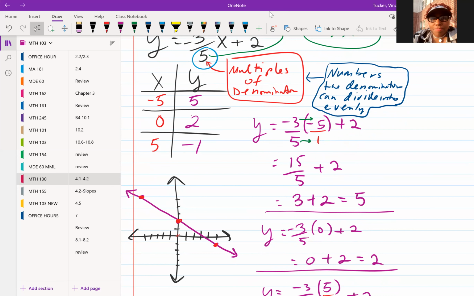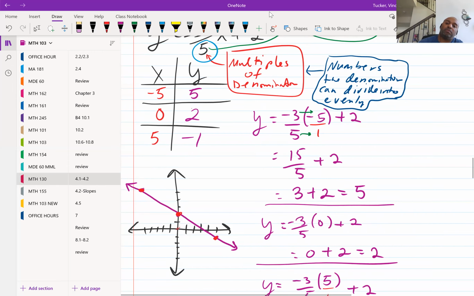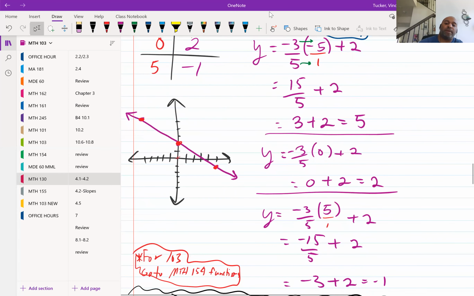Okay, we're going to start with the next one. Negative 3/5 times 0 is 0. 0 plus 2 is 2. So when x is 0, y is 2. We already know that's 0. Anything times 0 is definitely 0, plus 2, that equals 2. So the next one's going to be 2. Okay, and then the last one.